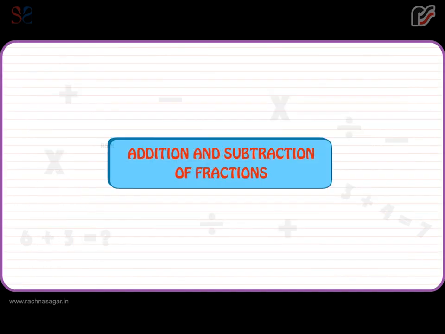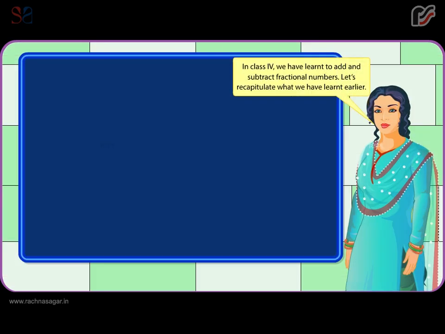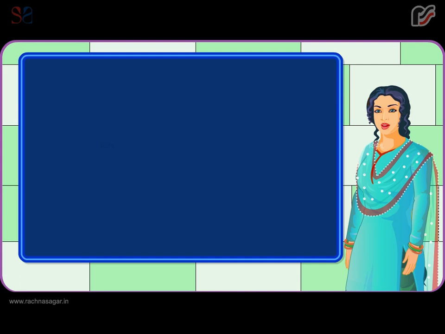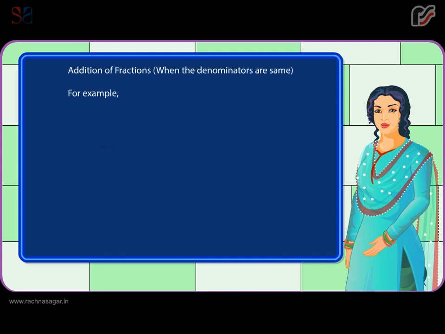Addition and subtraction of fractions. In class 4, we have learned to add and subtract fractional numbers. Let's recapitulate what we have learned earlier. Addition of fractions when the denominators are same. For example, add 2/5 and 4/5.